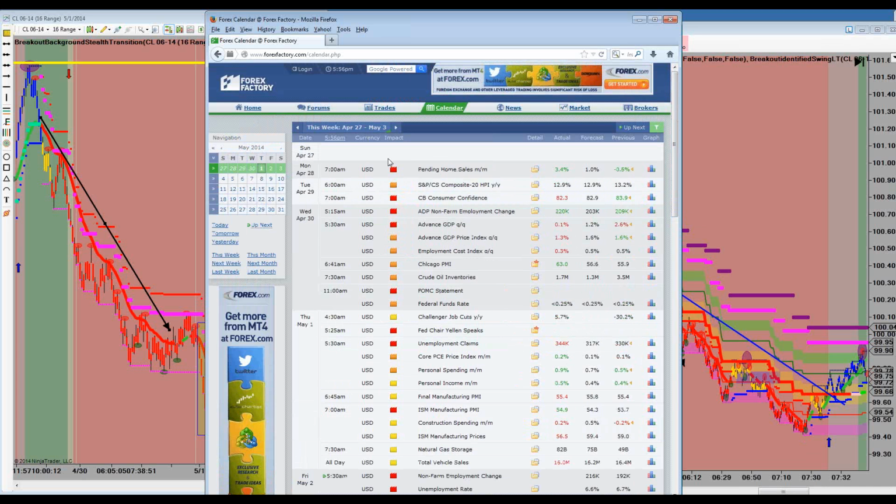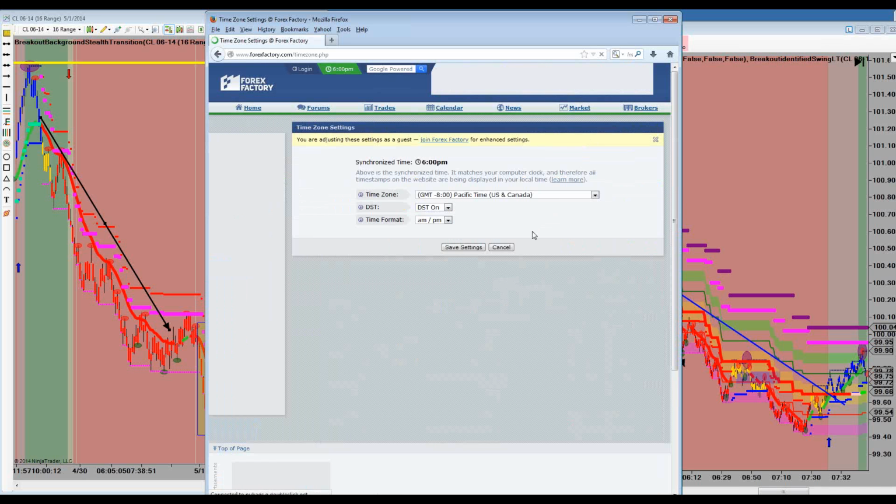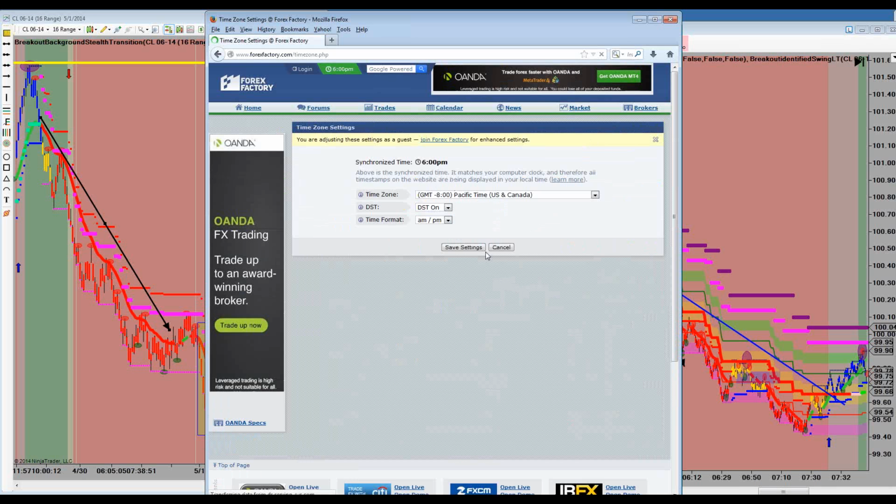So that's when crude oil inventory is. If you can, bookmark this. Set the time to your local time zone, and then put your filters in, and then click on the week. So for instance here, you want to synchronize the time, and I'm here in Pacific time, so I save settings, and I'm synchronized.